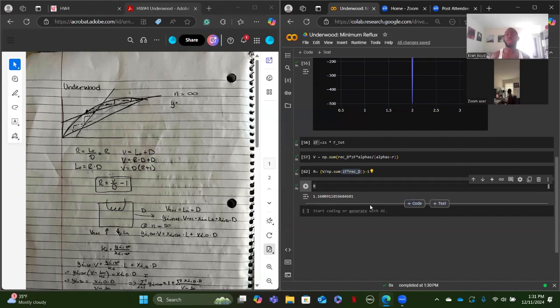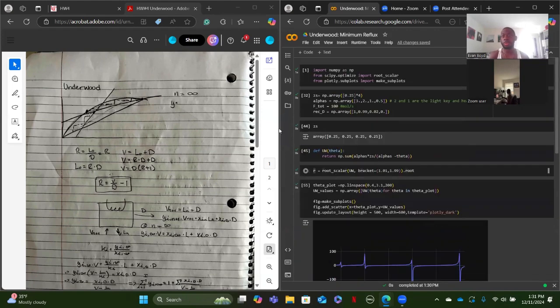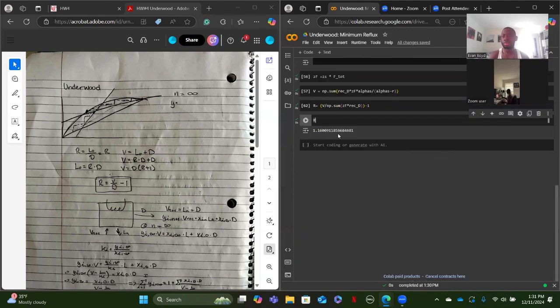This is our minimum reflux that we can get for our distillation column with our current constraints. Yeah, that's it. It's pretty simple, not too complicated. But yeah, we found our minimum reflux.